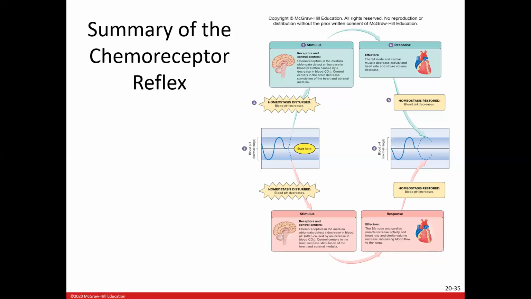Additionally, in terms of stimulation from the hormonal level, if pH gets too high or too low, we can use hormones released from the adrenal medulla, like your epinephrine and your norepinephrine, to ultimately increase or decrease heart rate to adjust for changes in pH as well.